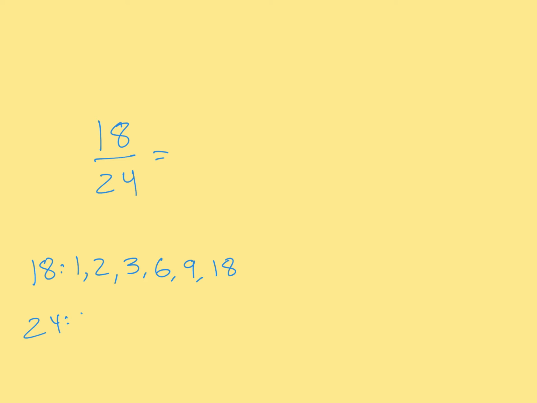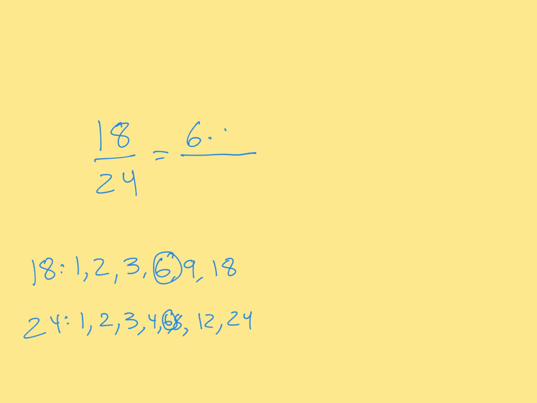And for 24, I have 1 times 24, I have 2 times 12, I have 3 times 8, and I have 4 times 6. So those are my other factors of 24. Now, with simplifying, I want to find the greatest common factor, meaning the biggest number that they both share, and they both share a 6. Now, let's look at what actually happens. They both share a 6, so I know the greatest common factor is 6.